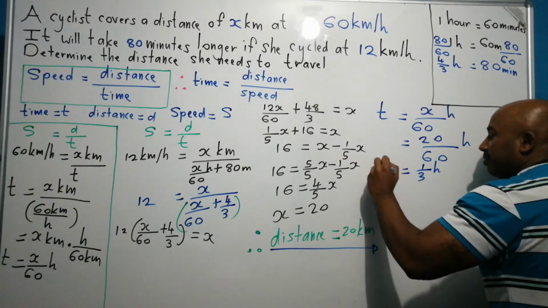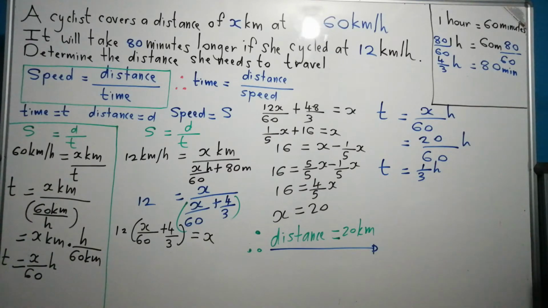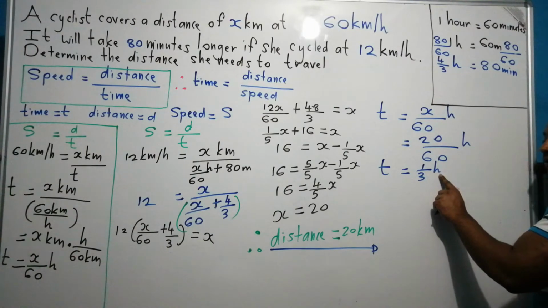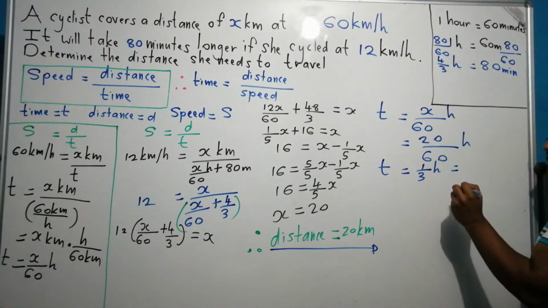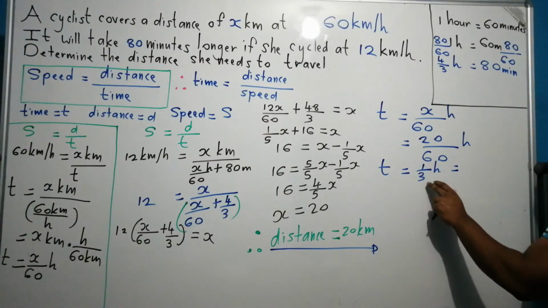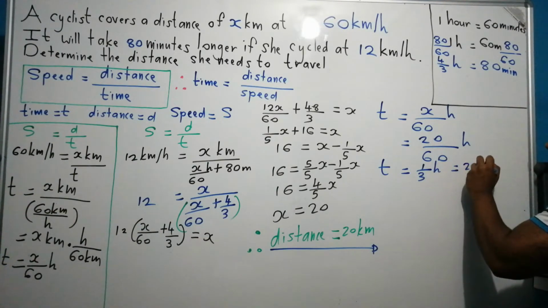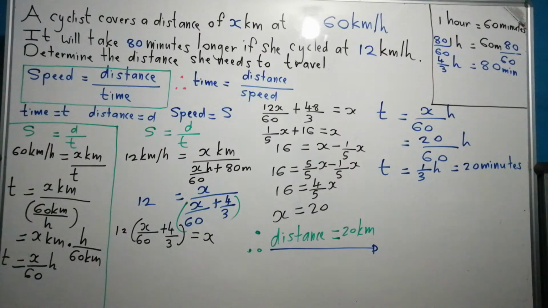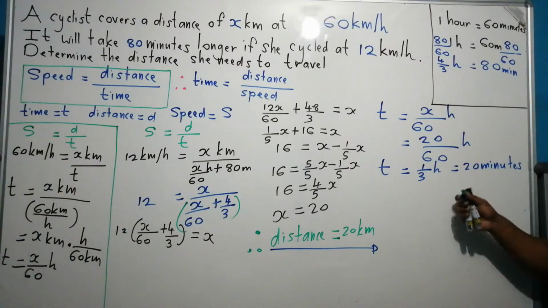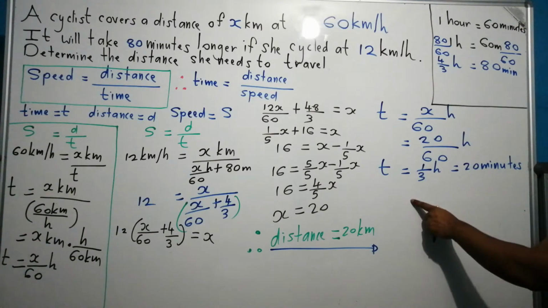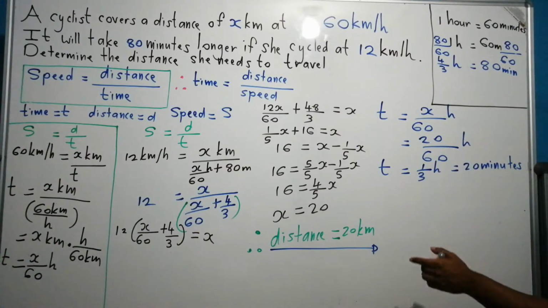So that is your time. When she was traveling at 60 kilometers per hour, the time was 1 over 3 hours. If you want to convert this to minutes, to make more sense to you, 1 over 3 hours is the same as 20 minutes, because 20 plus 20 plus 20 will give you 60. That will be an hour. So 1/3 of an hour is 20 minutes.